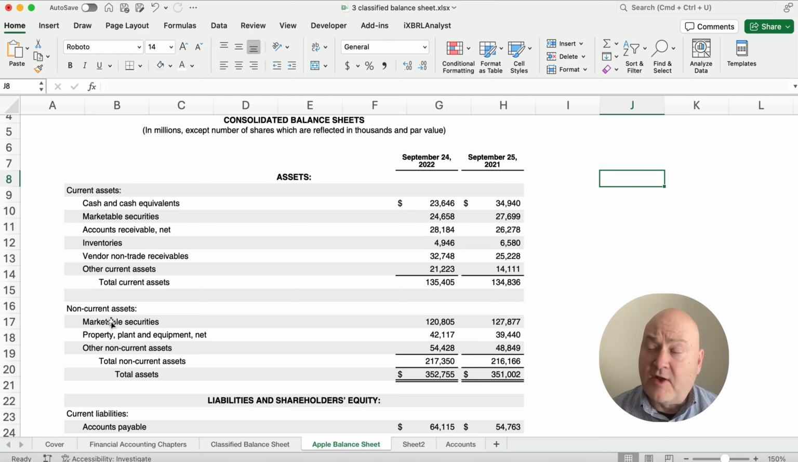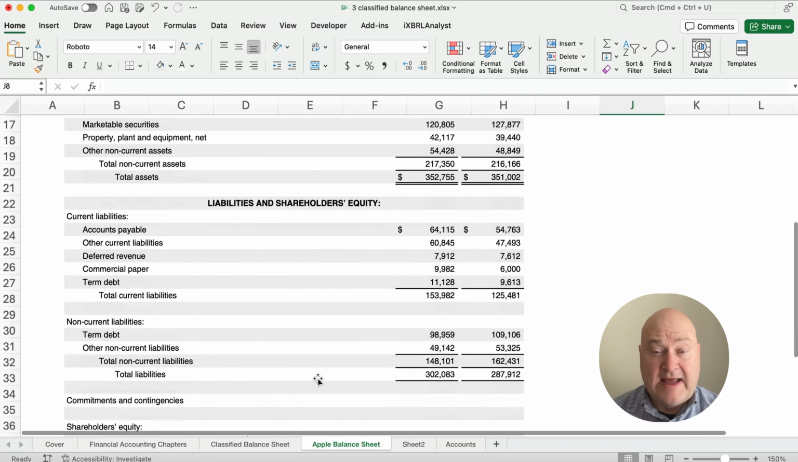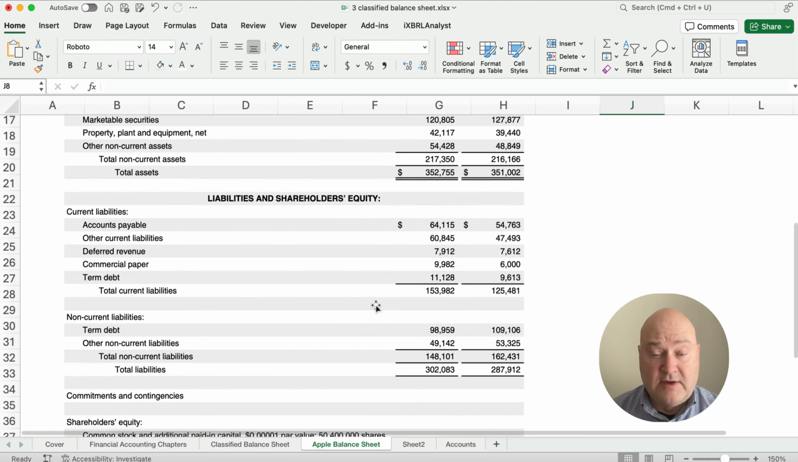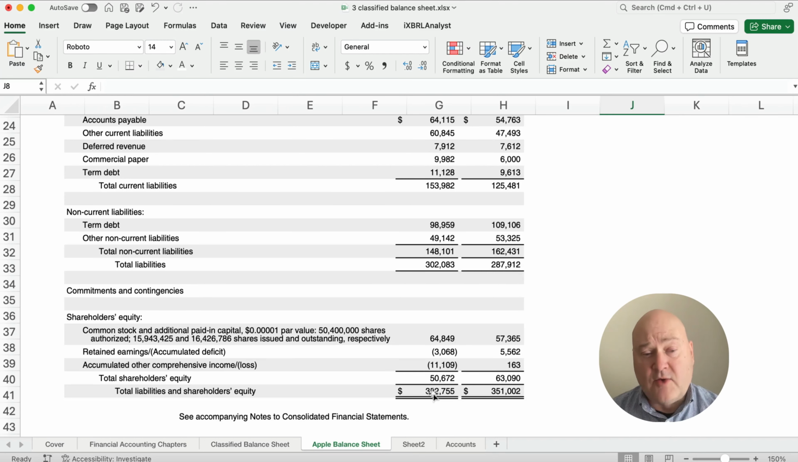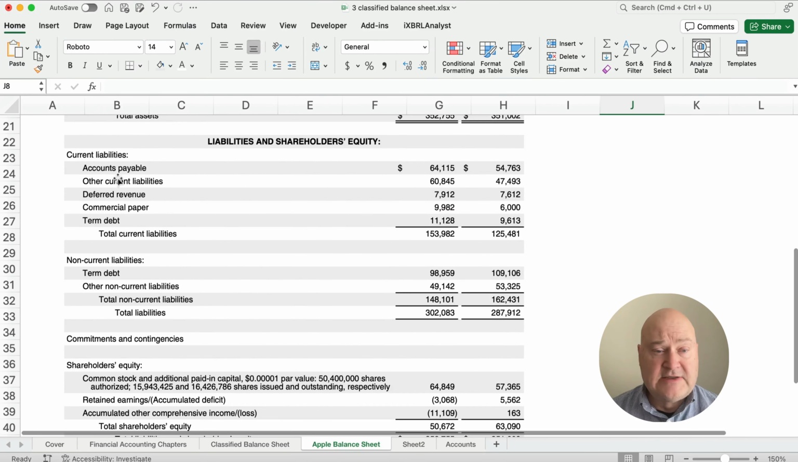Marketable securities would be in long-term investments, property, plant, and equipment, and then other, that would be the intangibles. So you can see easily, here's what they have, and they have 352, this is in millions, so this is $352 billion of assets. So we know liabilities and stockholders' equity have to equal that 352. So all the way down, the 352 is going to be the total liabilities and equity. So let's look at liabilities.